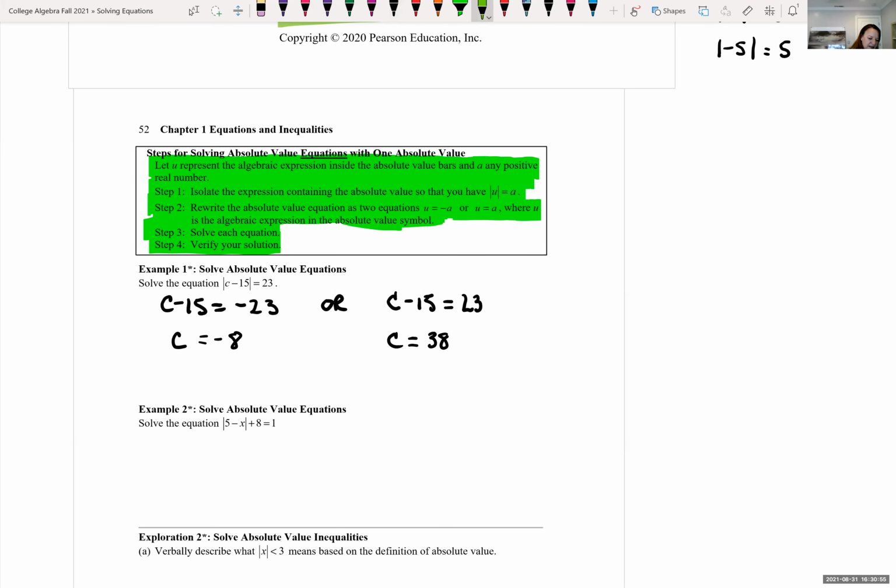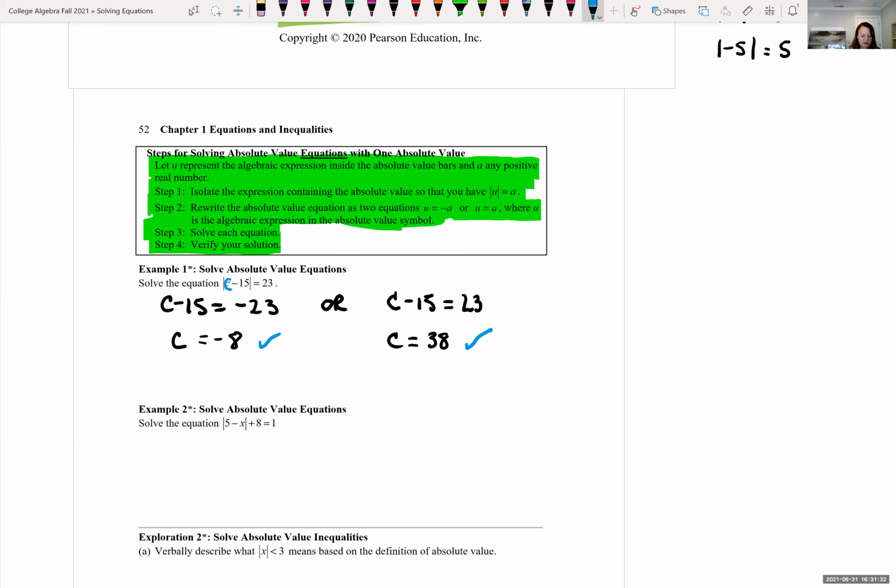So we want to check. If we go back in here and plug this in for C, would it work? Is the absolute value of -8 minus 15 equal to positive 23? Yeah, because -8 minus 15 is negative 23. Now take the absolute value, it's positive 23. If I plug in 38, I get 38 minus 15, that's positive 23. So the absolute value of positive 23 is equal to 23. Okay, so our solutions work, we checked them.